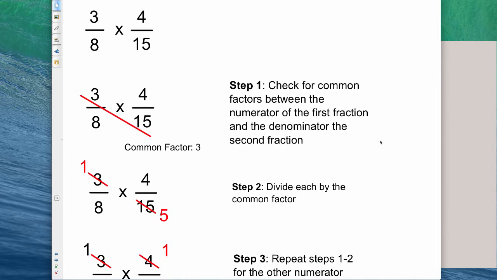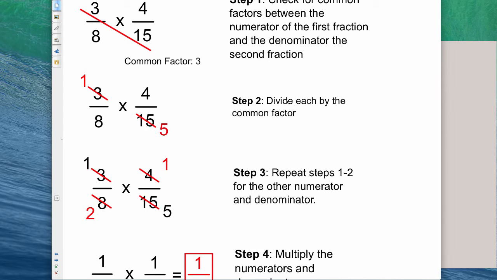The first thing you want to do when you're cross-canceling is check for common factors between the numerator of the first fraction and the denominator of the second fraction. The reason it gets the name cross-canceling is because we're kind of going in a crossing pattern. I look at the 3 on this side and the 15 on this side, and they're on the diagonal from each other. They have a common factor of 3. If I divide each of these numbers by their common factor, it leaves me with 1 and 5.